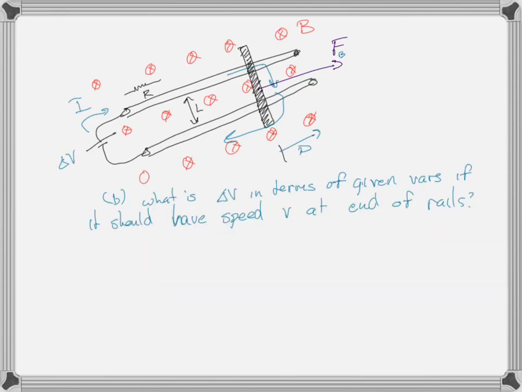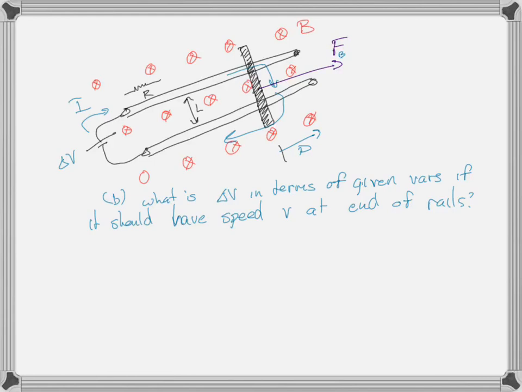So now we're going to answer the question: what potential difference should I set up in order to get this thing to have a certain speed? There are two ways to do this. We can do it from an energy point of view, or from a Newton's second law point of view. Most of you are going to want to do it from a Newton's second law point of view, but the easier way is the energy point of view.